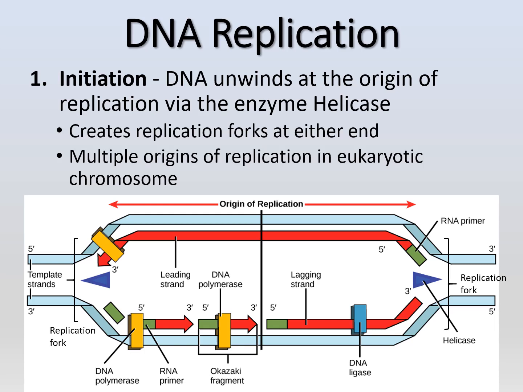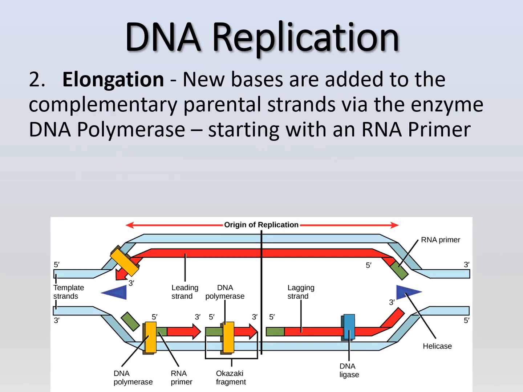So we have two things called replication forks at either end. You're going to open it right in the middle, which is the origin of replication, and then you're going to unzip in either direction using that helicase enzyme. Okay, and you can have multiple origins of replication when we're talking about eukaryotic chromosomes because there's just so much DNA. So this is going on in multiple areas of the chromosome. Okay, so we have so much DNA to replicate that it's going to take a lot of work, right?